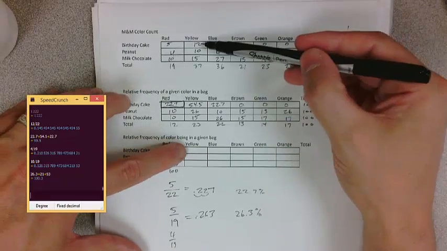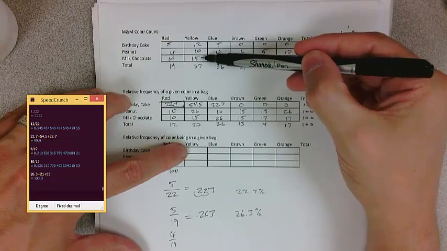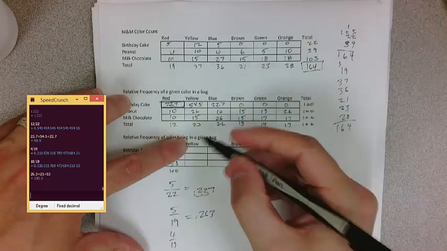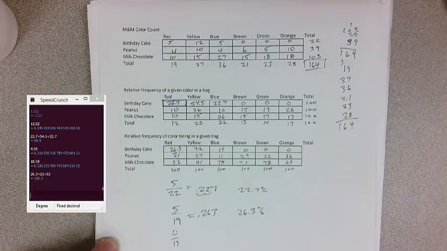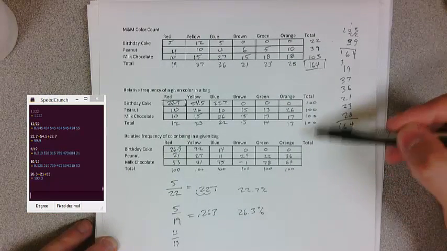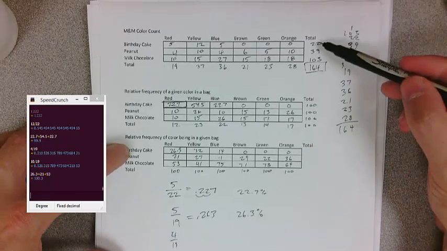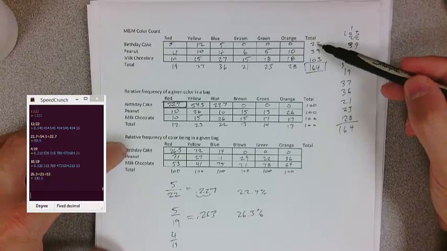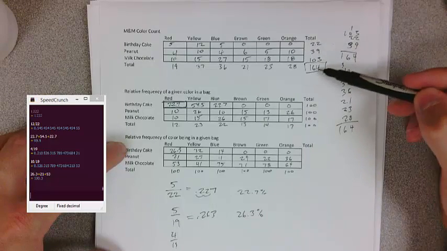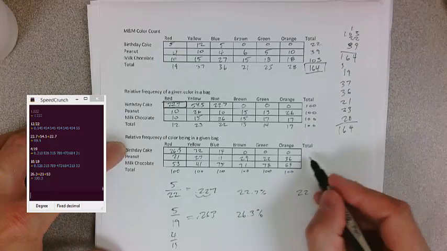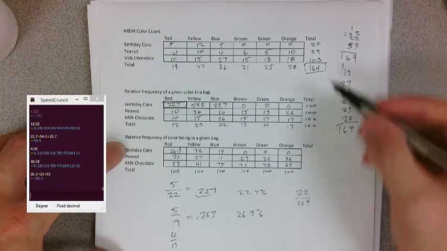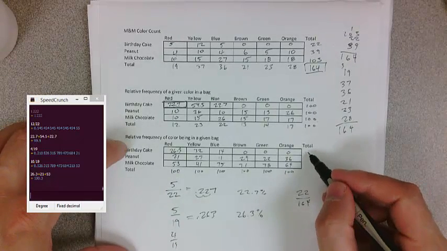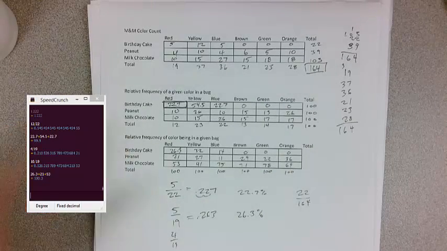On yellow, I'm going to take 12 out of 37, 10 out of 37, and 15 out of 37, and do the same kind of pattern on all of these. To do the total, the percentage of M&Ms that come in the birthday cake bag, I'm going to do the same procedure on the total. So 22 out of the 164 will be that relative frequency, and 39 out of 164 and 103 out of 164 would tell me the percentages of each bag. I'll go ahead and do that.